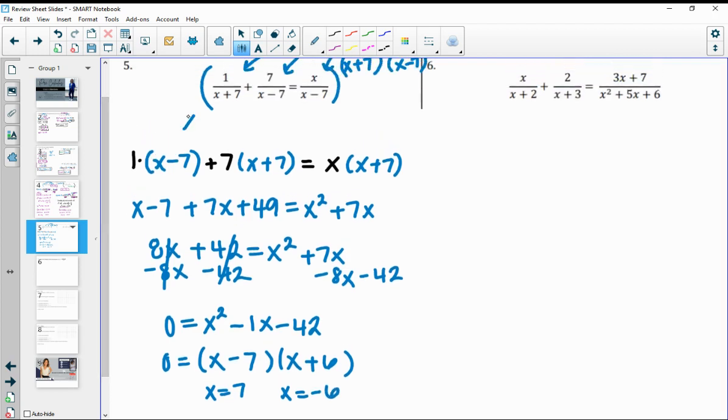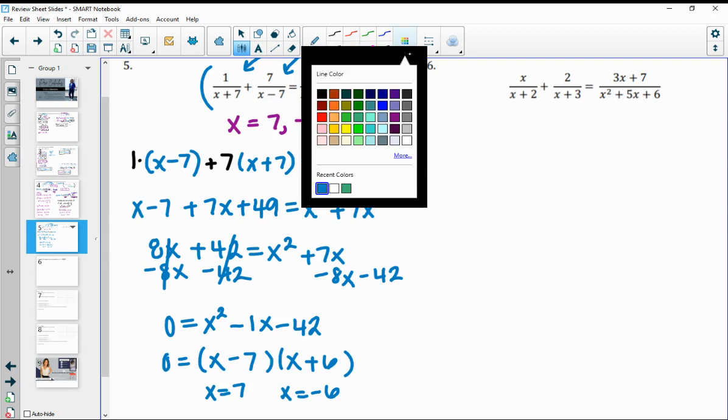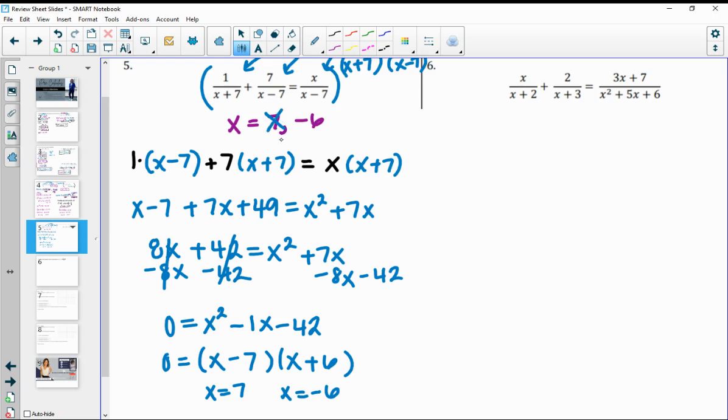So then let's go back up here and then let's check these values. So we got x equals 7 and negative 6. So if we plug 7 in here, we're going to get 0 in the denominator, and we are not allowed to have division by 0. So this is called an extraneous solution. You just cross it off. So the only solution to this one is x equals negative 6.